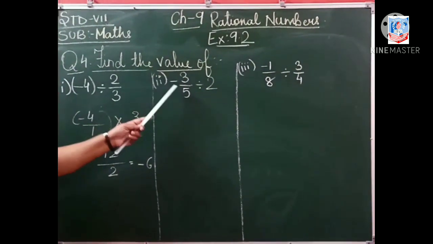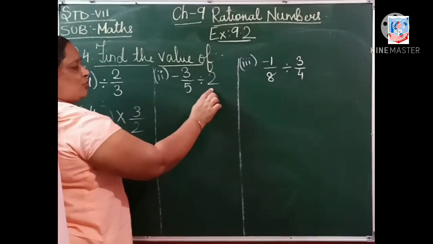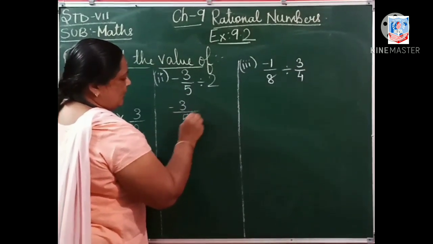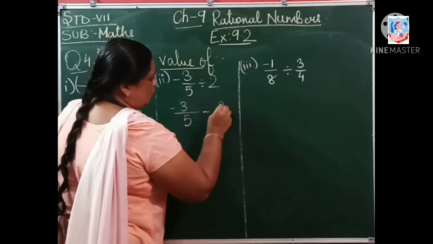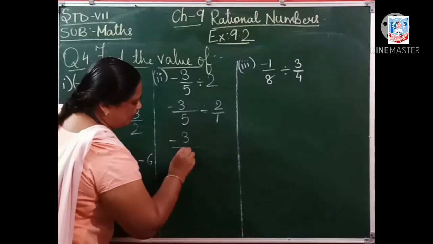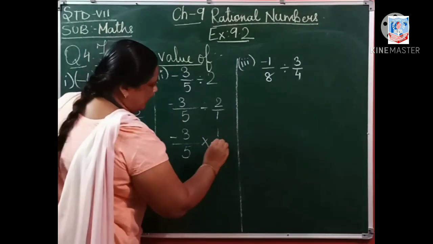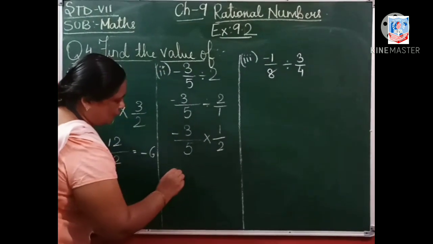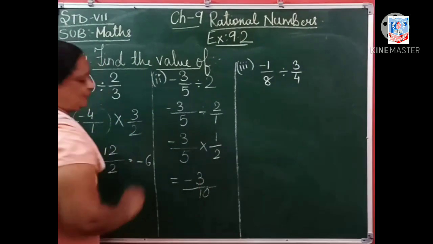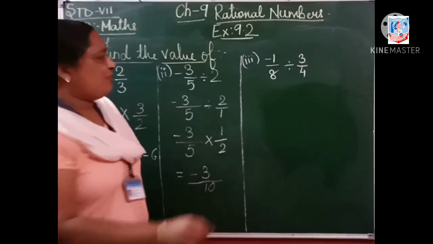Next, minus 3 by 5 divided by 2. Same, no denominator, so 1. Minus 3 by 5 divided by 2 by 1. Divide will change into multiplication, and 1 by 2, so minus 3 by 5 into 1 by 2. 5 2s are 10. Next, minus 1 by 8 divided by 3 by 4.